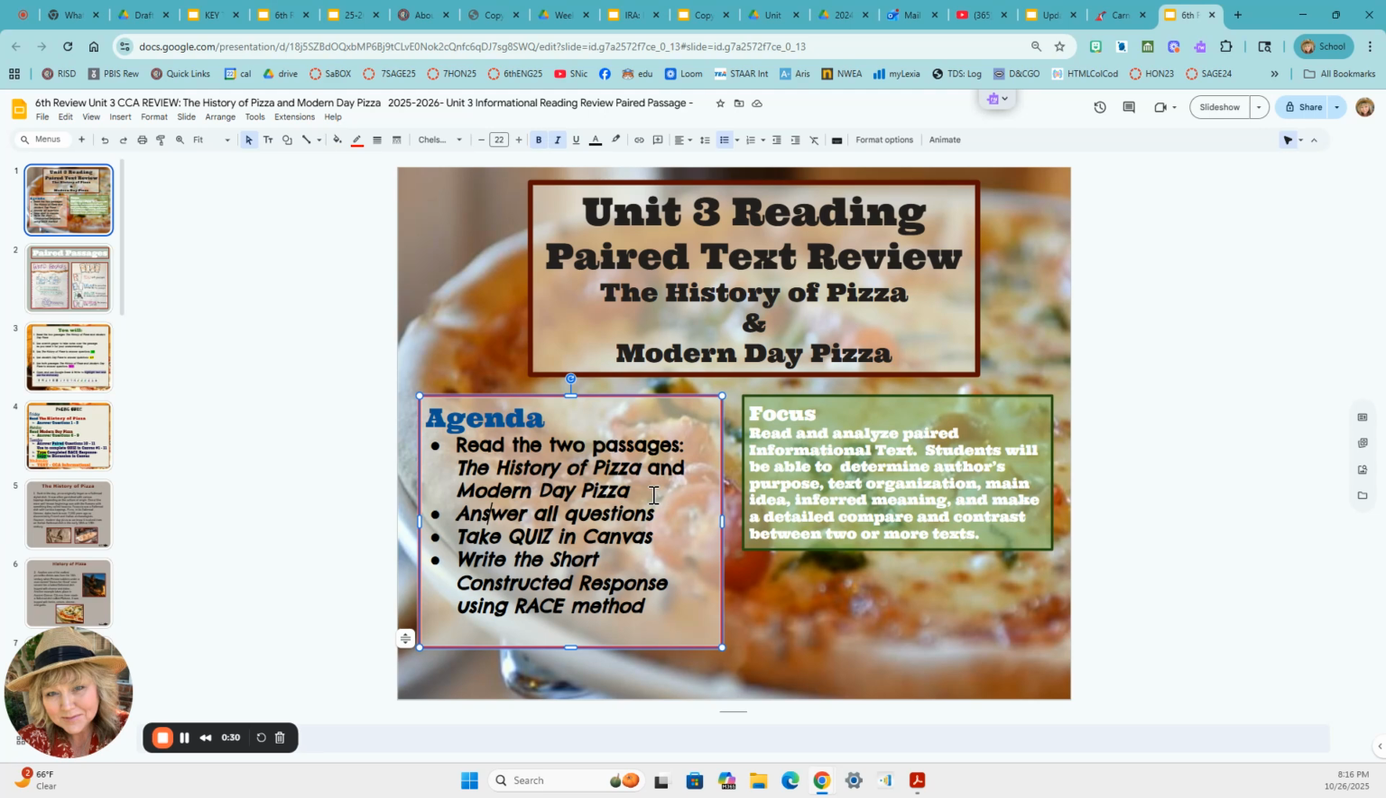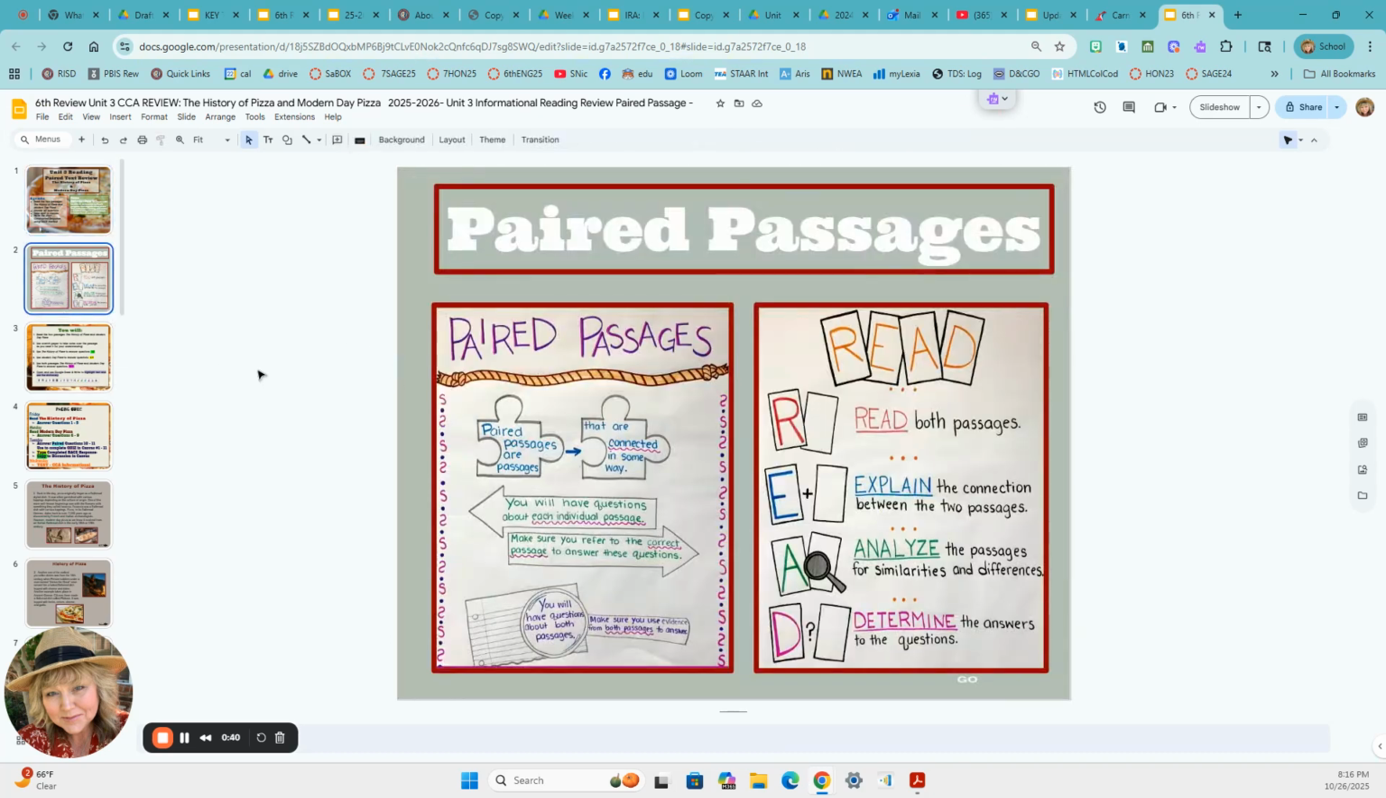Then you will take a quiz in Canvas using those answers, and you will write a short constructed response using the RACE method. As you go through, make sure that you review what a paired passage is. A paired passage is passages that are connected in some way.